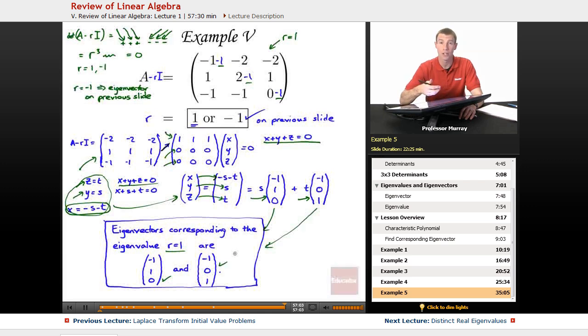What we're going to do in the differential equations lectures is we're going to start using some of these ideas to solve systems of differential equations. So in the next lecture, we'll look at systems of differential equations, we'll write them in matrix form, and then we'll use eigenvalues and eigenvectors to solve them. So that's what we have to look forward to next on Educator.com.